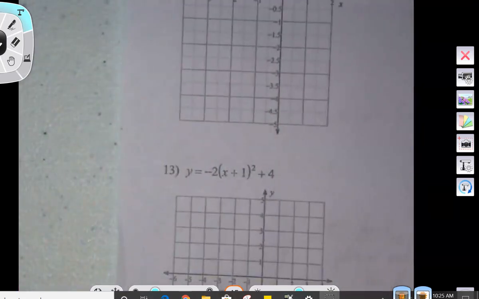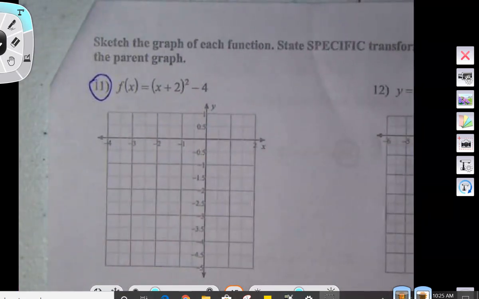Okay, so that's the second page. So the third page, we got a few. Sketch the graph, and then state specific transformations that would have occurred from the parent graph. We don't have to graph the parent graph.